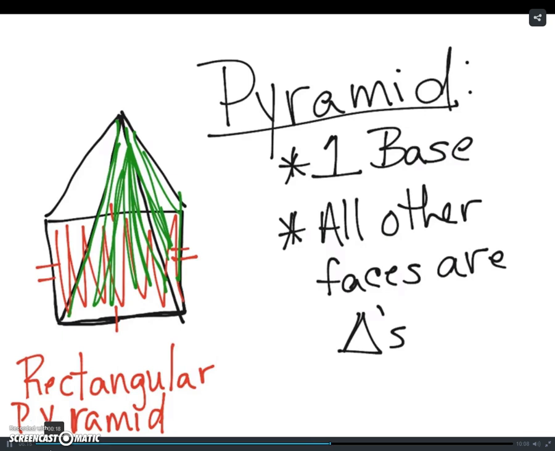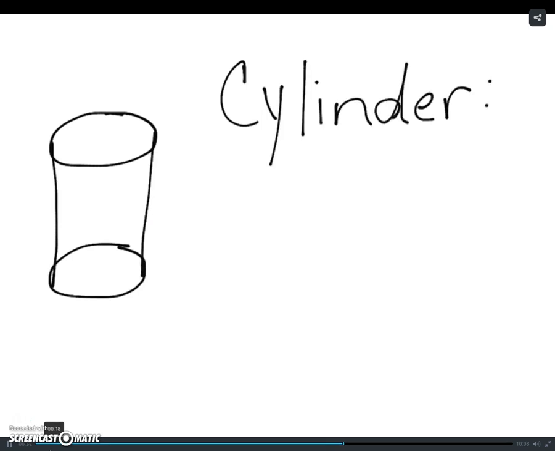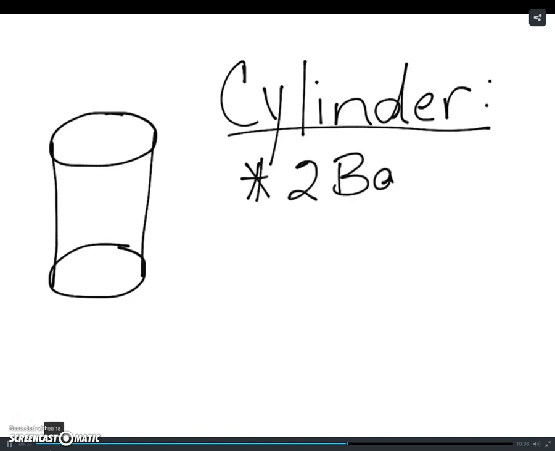Next, we're going to look at what happens if we have some of those bases that are circles. If we take a prism and we make the bases circles instead of polygons, we end up with a cylinder. So we have a cylinder here, and it's got two bases. The bases are circles.